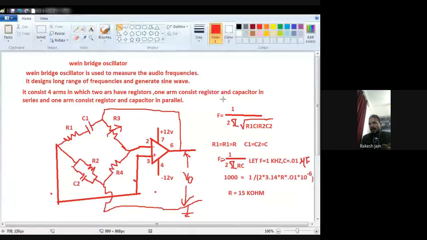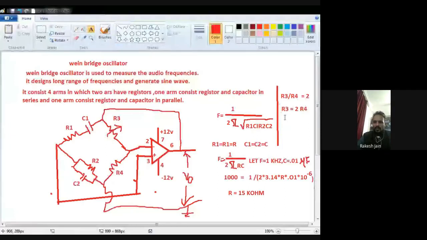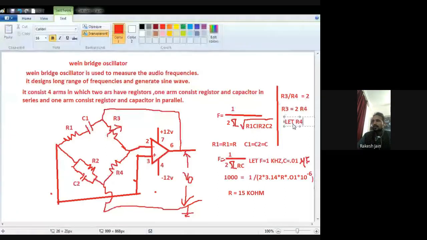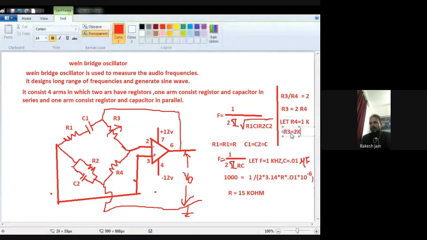Now for R3 and R4, in the theory I taught you, R3 and R4 are related to each other such that R3 divided by R4 is equal to 2. So we can say R3 is equal to twice R4. So let this R4 be 1k.